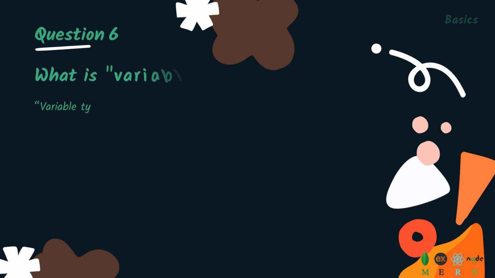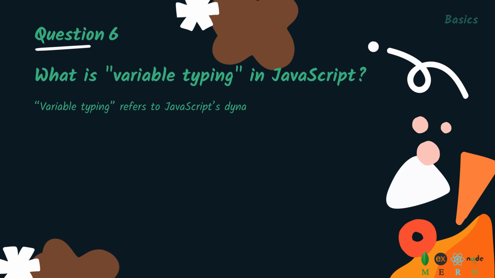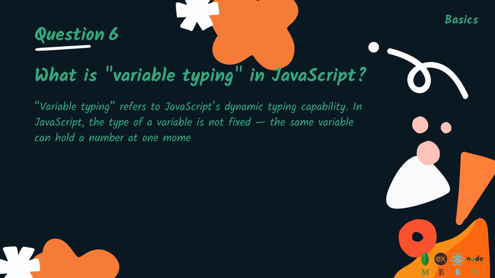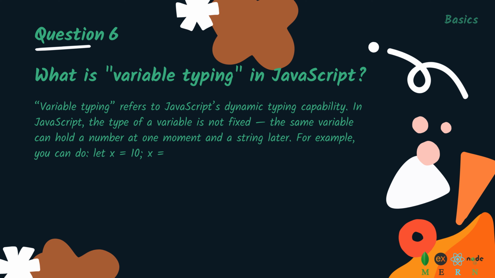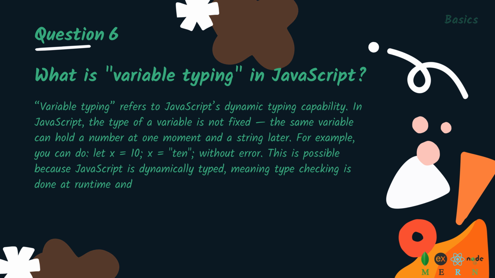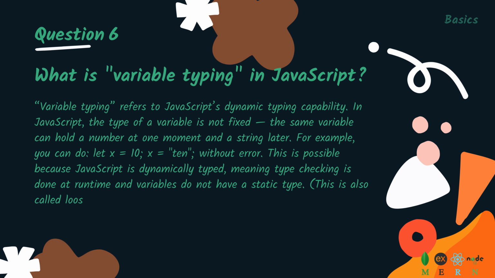What is variable typing in JavaScript? Variable typing refers to JavaScript's dynamic typing capability. In JavaScript, the type of a variable is not fixed. The same variable can hold a number at one moment and a string later. For example, you can do let x = 10, then x = 'hello', without error. This is possible because JavaScript is dynamically typed, meaning type checking is done at runtime and variables do not have a static type. This is also called loose typing.